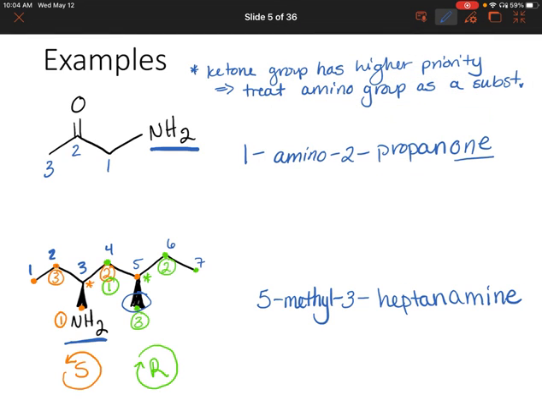Okay, so in the front of the name for this molecule, we're going to list 3S, 5R, in parentheses. So don't forget about stereochemistry. That does not go away. Okay, let's do a couple of other examples here.